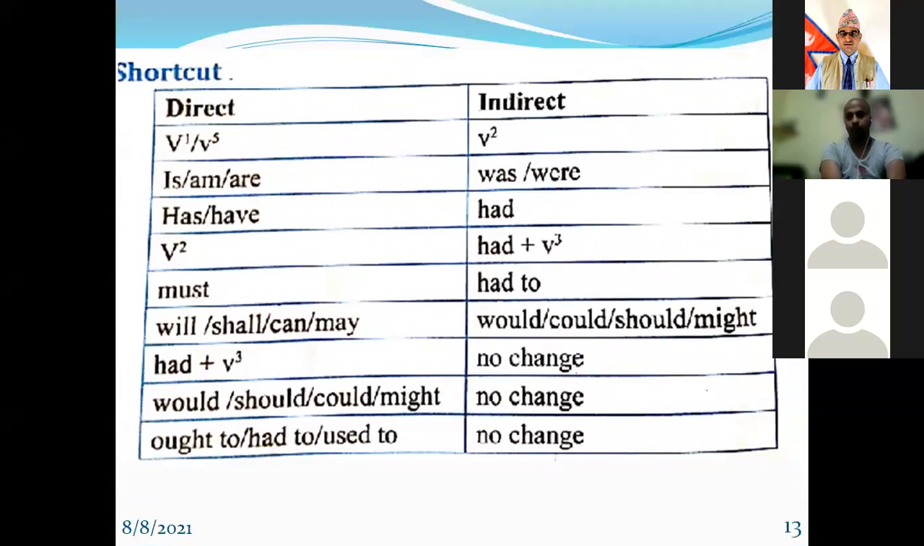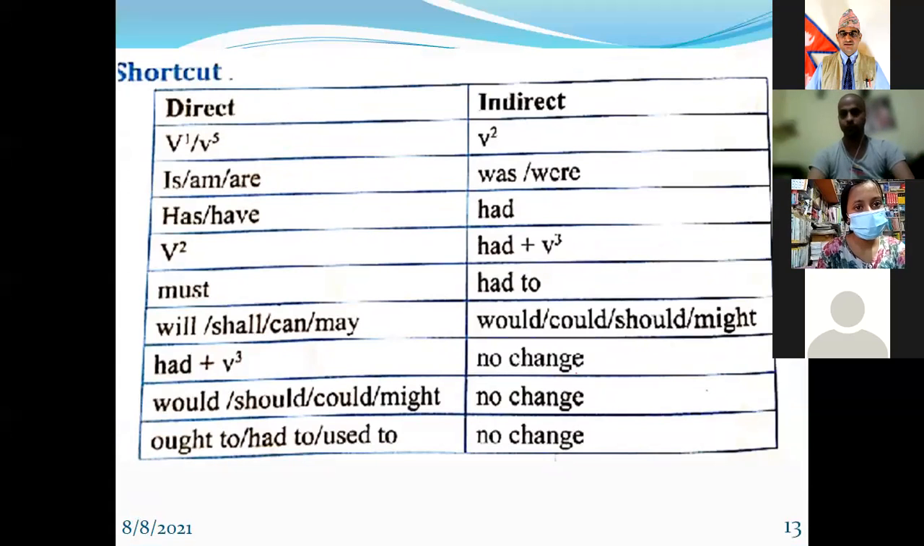Simple. The summary, the shortcut. V1 or V5 change into V2. Is, am, are change into was. That is also already finished. Understood? Has, have change into had. Has and have are V1 and V5; is, am, are are V1 and V5. They are already changed into V2. The V2 of has and have is had.